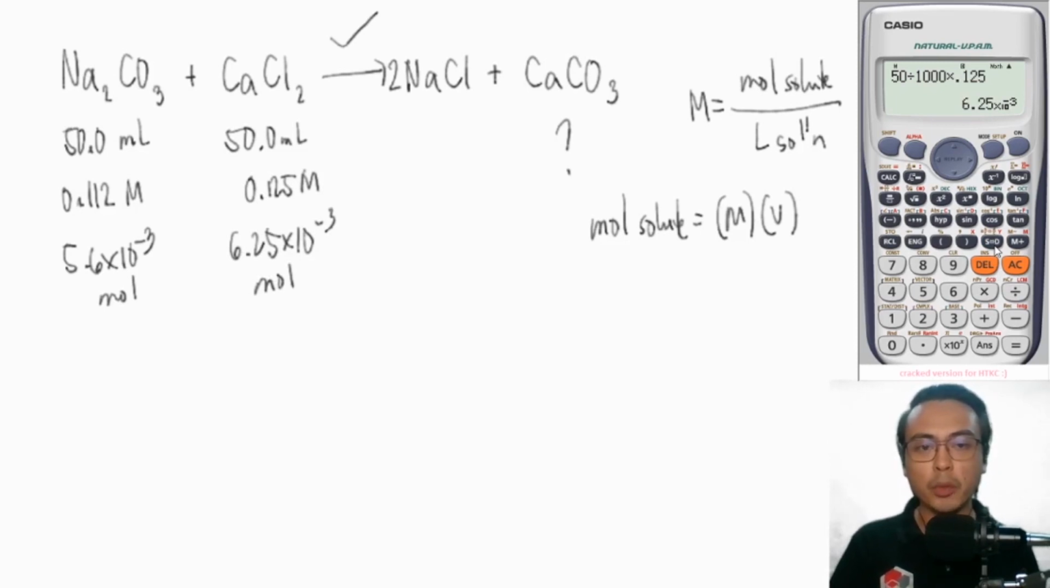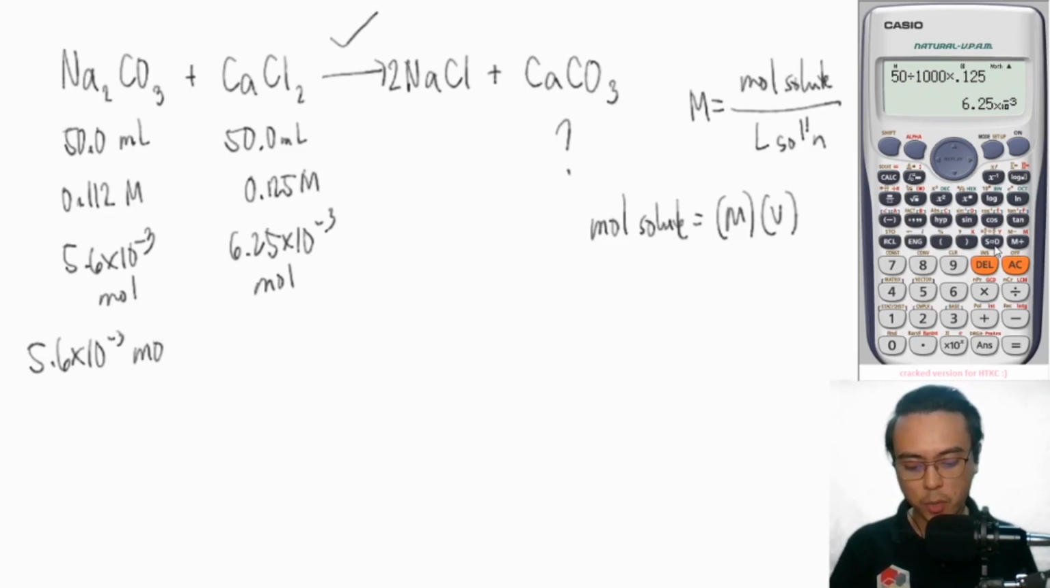Now, let's determine which among the two is the limiting reactant, and let's determine the amount of calcium carbonate that can be formed. Let's start with sodium carbonate. That's 5.6 times 10 raised to negative 3 moles of sodium carbonate. This is already in moles, so we can proceed with the balanced equation. For every 1 mole of sodium carbonate, we have 1 mole of calcium carbonate as well.